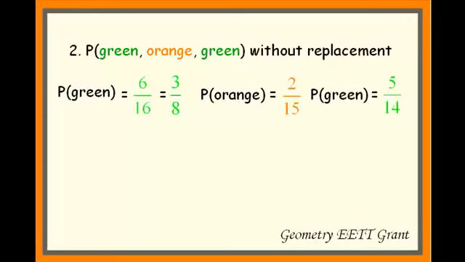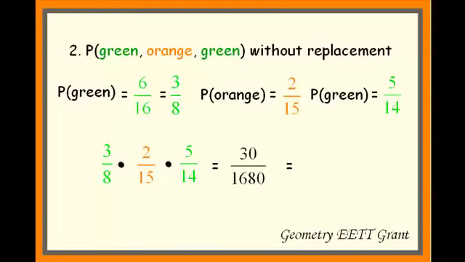So in order to find green, then orange, then green, we take all these probabilities and multiply them together. So it's 3/8 times 2/15 times 5/14. Well, if you multiply everything on top together, you will get 30. Multiply everything on bottom together, and it's 1,680. But that reduces. Use your calculator to help you on that. And if you do that, that means you can get green, then orange, then green only 1 out of every 56 times that you try on average. That's what probability is, and that's how you do problems both with replacement and one like this without replacement.